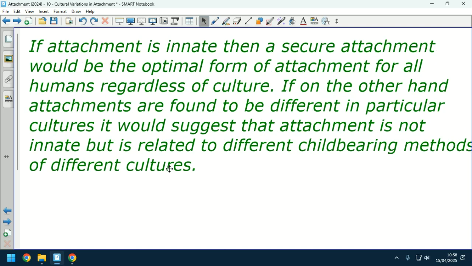Before we move on, we need to understand that if we see that what Bowlby said about attachment being innate and adaptive is true, then this would be the optimal strategy: to be securely attached. And of course, what we're trying to do is to establish whether secure attachment is found all across the world, in different places where child rearing practices may impact that type of attachment.